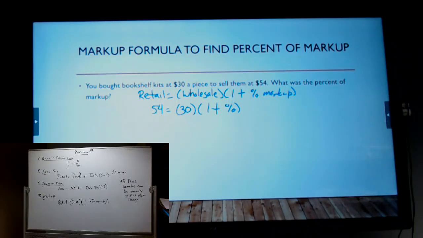So what's the first thing we do if we're acting like the percent sign is our variable? Which is what we're going to do. Well, it's got a +1 on it, right? Can't do anything about that yet because it's in parentheses next to a 30, which means it's being multiplied. So if it's being multiplied, how do you get it off of there? Right.